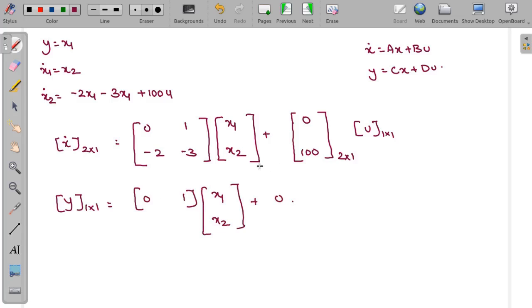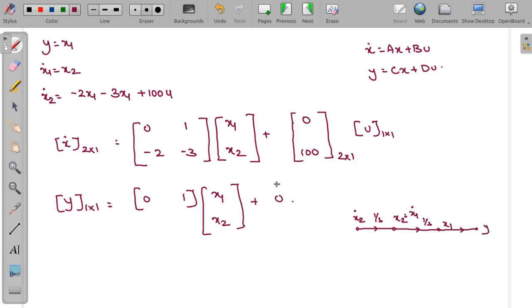Okay, now if I want to write the SFG, how are we going to do that? So look over here, first start from the x2 dot. If I pass it through an integrator, this will be x2. And x2 is equal to x1 dot. So once again, if I pass it through an integrator, I will be getting x1. Okay, and y is equal to x1, so this will be y.